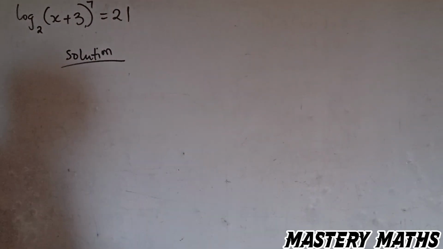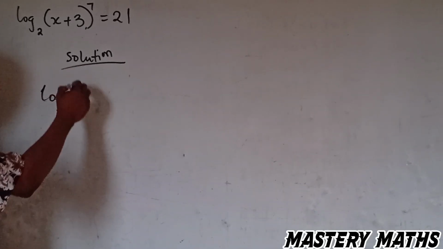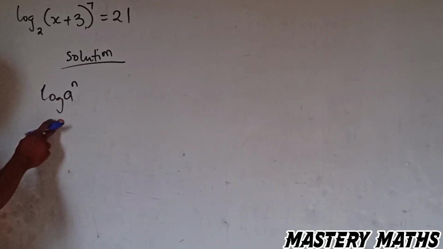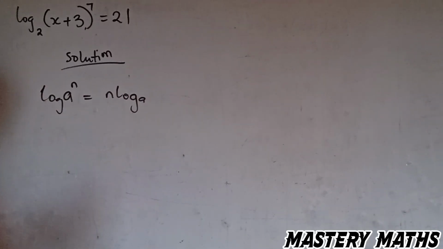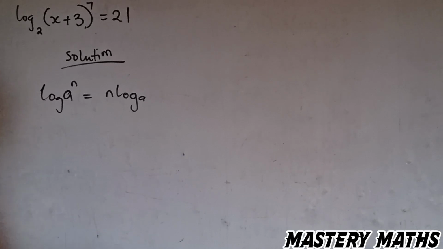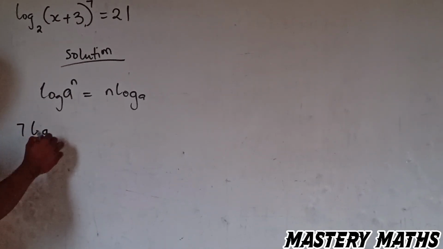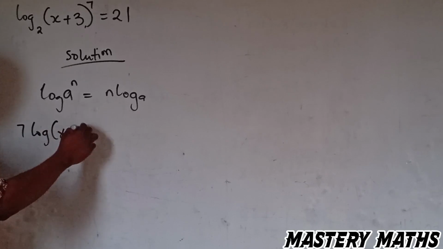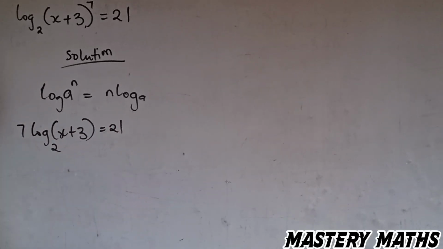According to the law of indices for logarithms, which says log aⁿ will give us n log a, we'll bring down the power. So it will become 7 log₂(x + 3) = 21. So we've done this now.